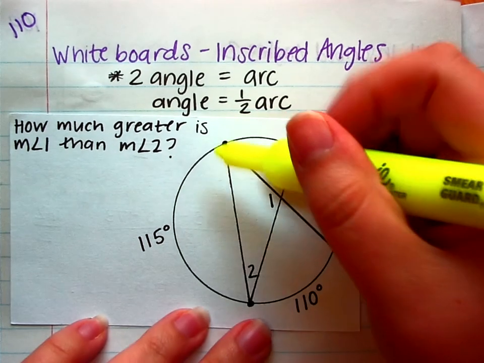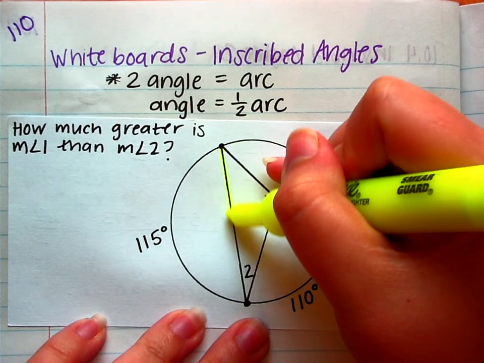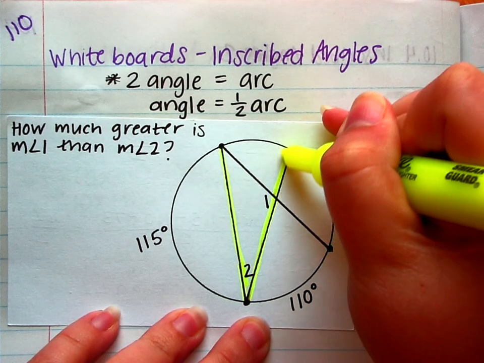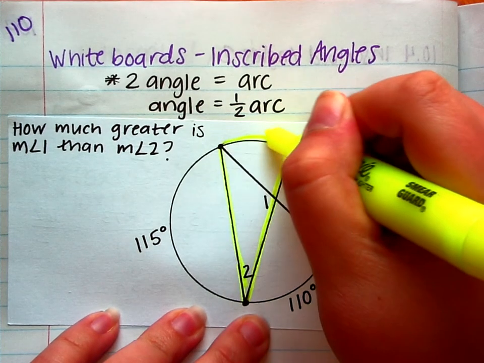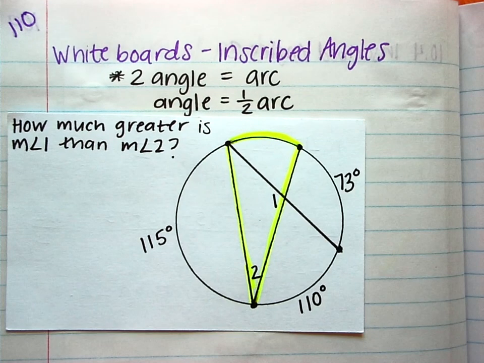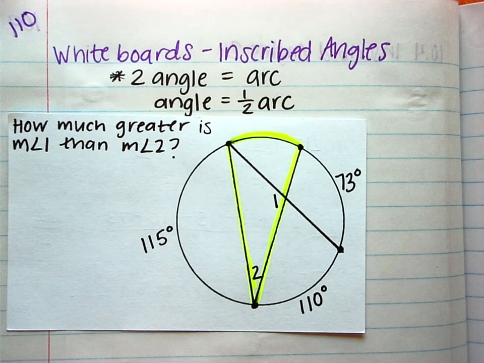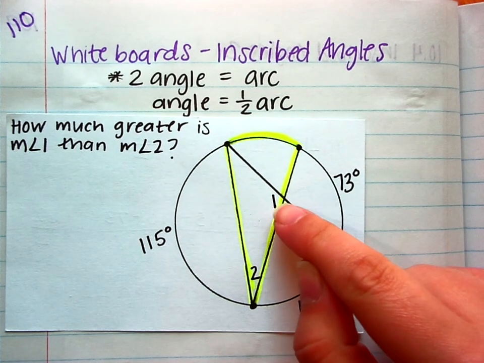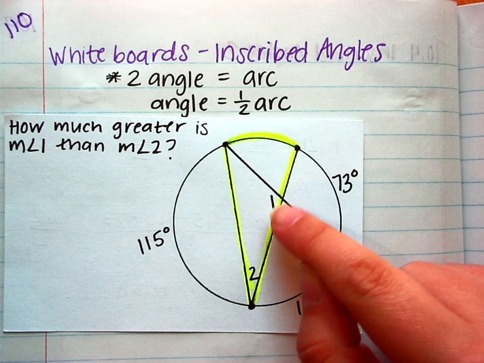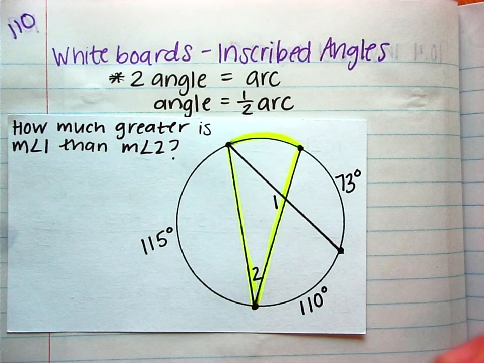Okay, so angle 2 opens up to this arc. So that's an inscribed angle. Notice number 1 is not an inscribed angle. It's not on the edge of the circle. It's over here inside of the circle.